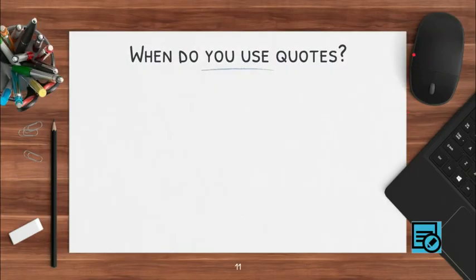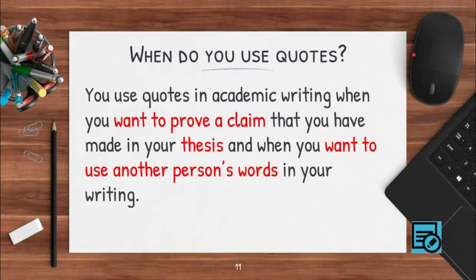All right, so the first section, when do you use quotes? You use quotes in academic writing when you want to prove a claim that you have made in your thesis and when you want to use another person's words in your writing. Please pause the video here and enter those two answers.